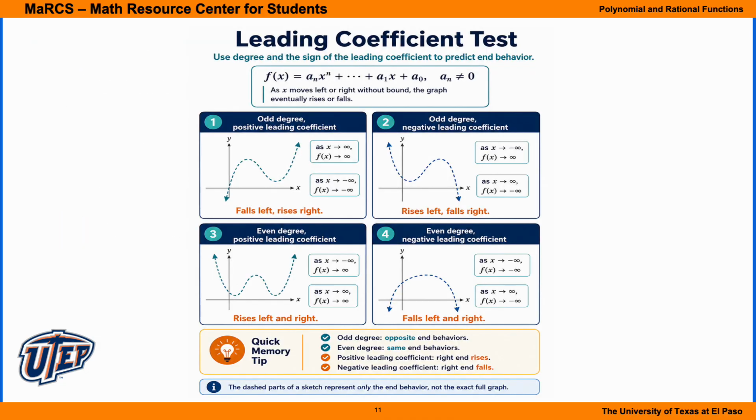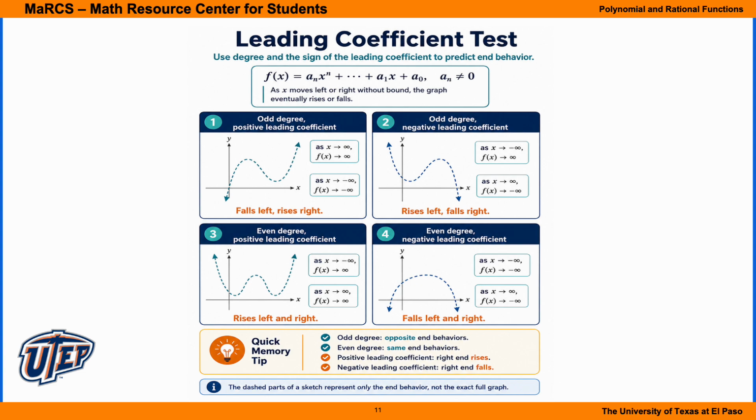For the first one, this happens when there's an odd degree and we have a positive leading coefficient. Then the left end of the function will go downward and the right end of the function will go upward. For the second possibility, this happens when we have an odd degree and a negative leading coefficient. Then the left end of the function will point upward, and the right end of the function will point downward.